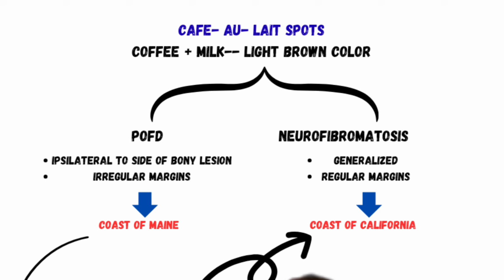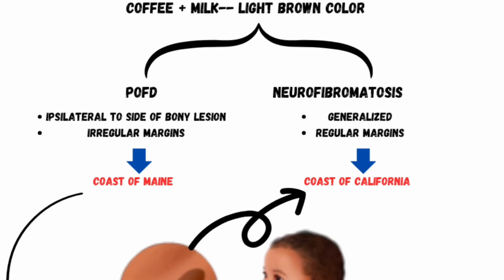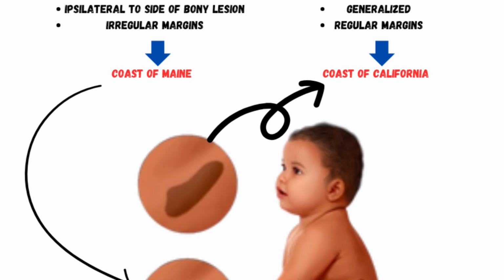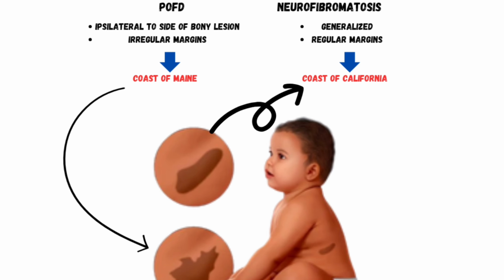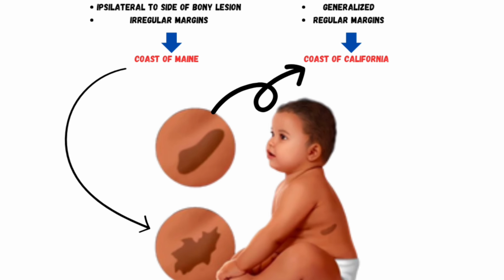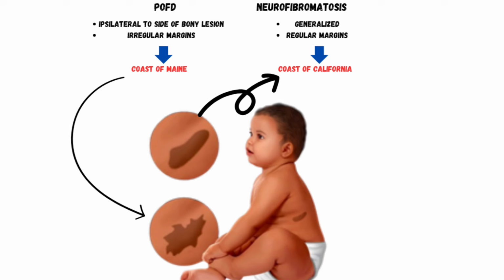In fibrous dysplasia, these café-au-lait spots occur on the same side of the bony lesion. They are seen ipsilateral to side of bony involvement. Okay. These have irregular margins which resemble the coast of Maine. You can see in this diagram how irregular they occur. The next is neurofibromatosis. In neurofibromatosis, this pigmentation is generalized and have regular margins resembling the coast of California.